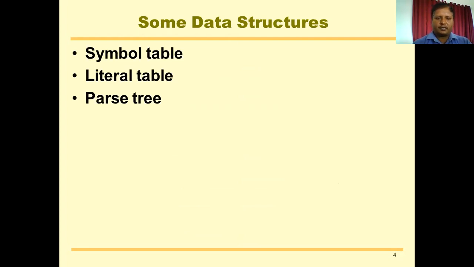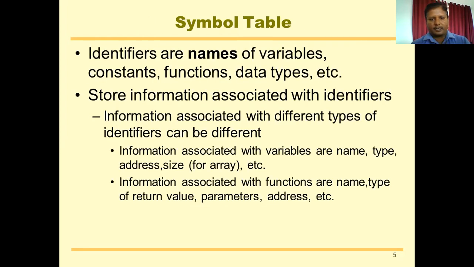Some data structures are implemented here: the symbol table, the literal table, and the parse tree. In the symbol table, identifiers are stored: names, variables, or constants. The information associated with different types of identifiers can be different. For a variable, the name, type, and address are stored. For a function, the name, type, return values, parameters, and addresses are stored.